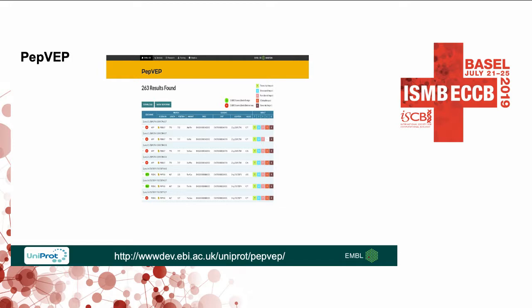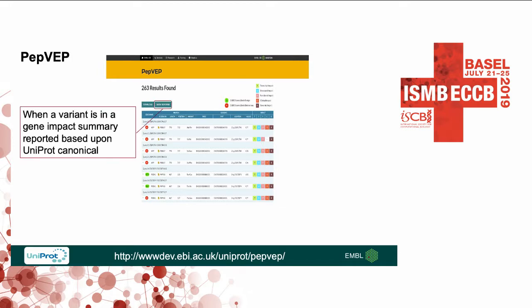The current site looks a bit like this. If you've done a search, you get a results page like this. When a variant is in the gene, you get, obviously, impact on the protein. We show them based on the canonical, but if you want to see the individual isoforms, you can see the isoforms. I'm not going to show that here today.